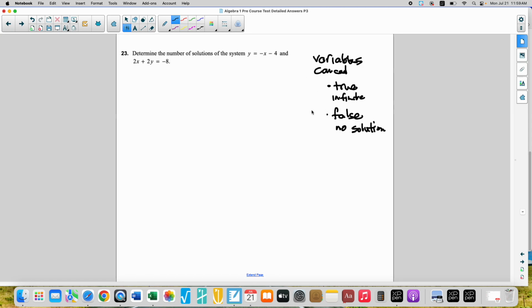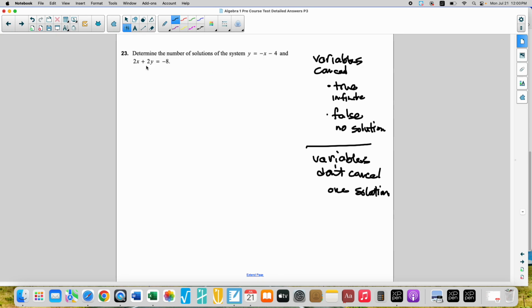And then if the variables don't cancel, you'll get one solution in a linear equation when you have two linear equations. If you have a linear and a quadratic, you're going to have 0, 1, 2. So here we have 1.